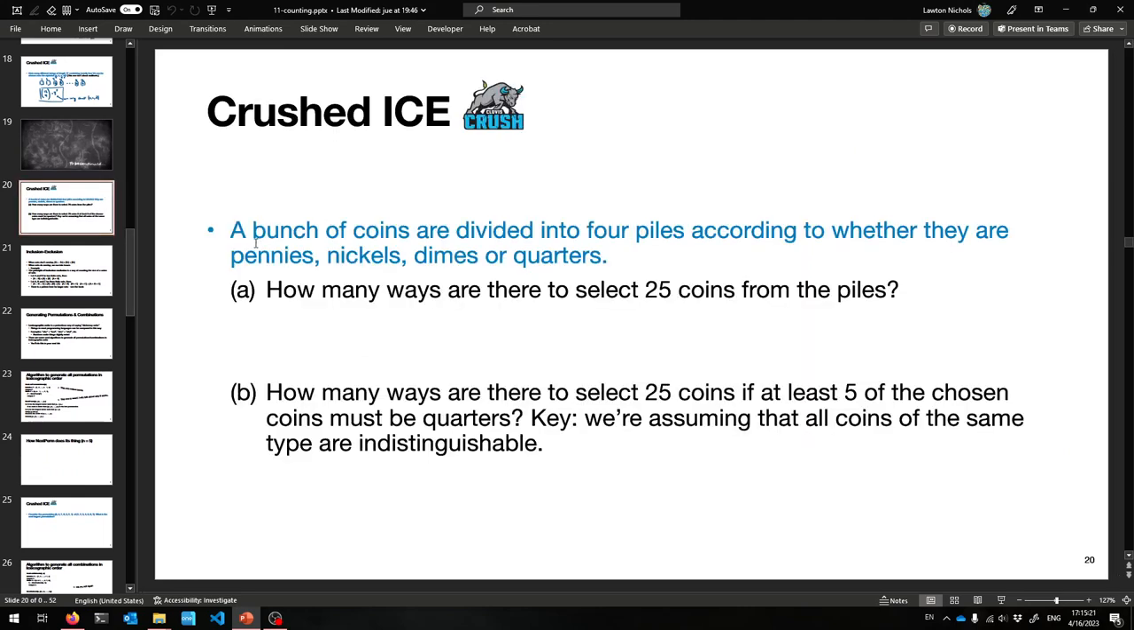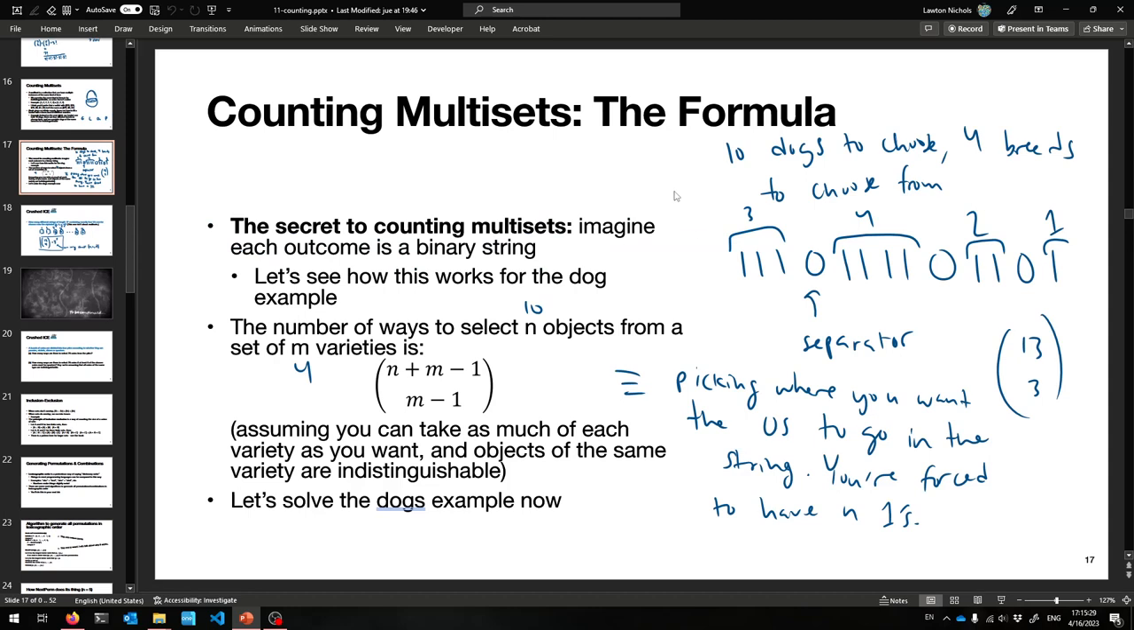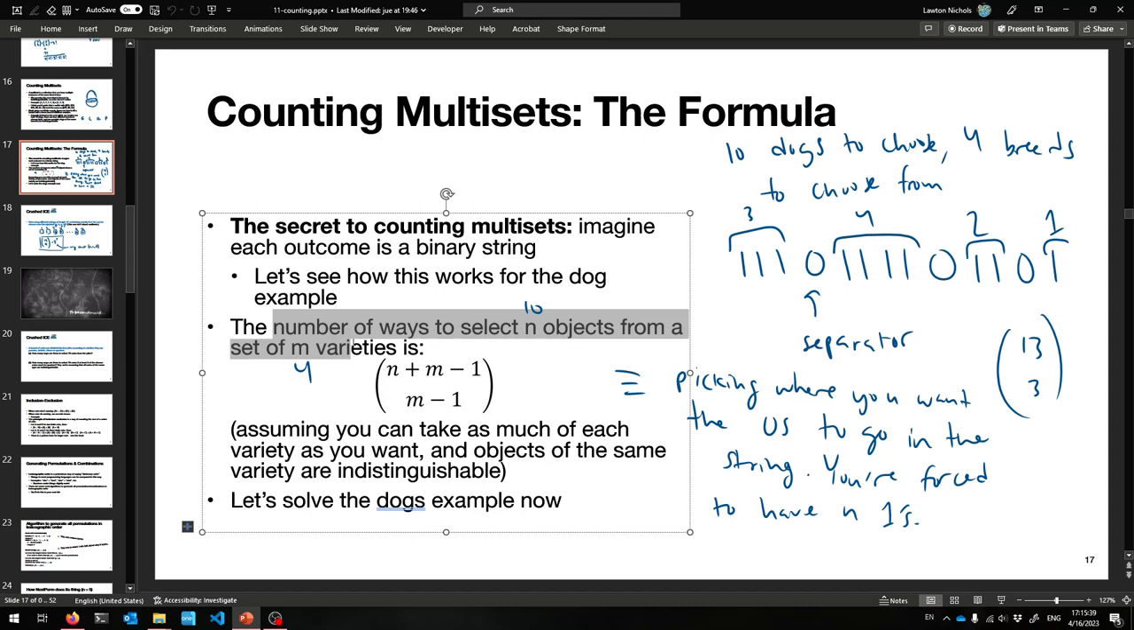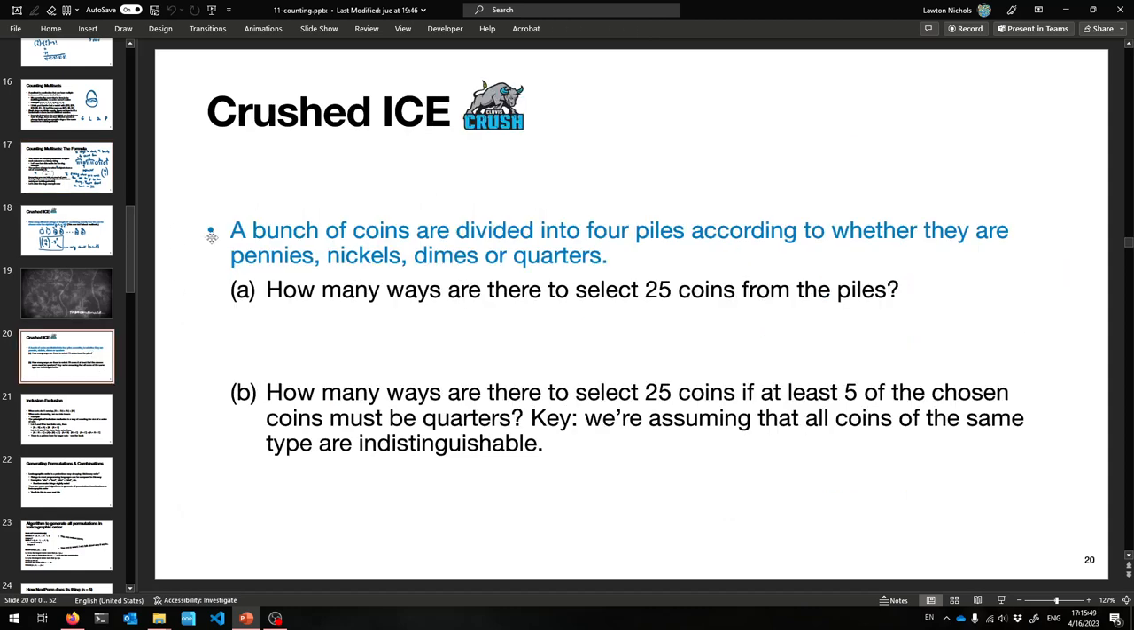So I want to start off with a question for you, and this one's about counting multisets again. If we go back to last time, remember how to count multisets? You imagine that everything's like a big binary string, where the ones are the things that you take and the zeros are the separators between categories. And so we're trying to count the number of ways to select n objects from a set of m varieties. And the final formula that we discovered looked like this. So keep that and try this.